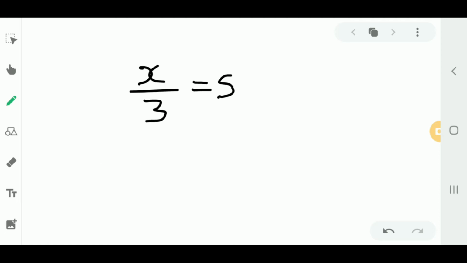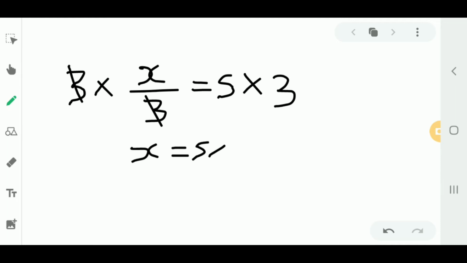So now let's say we have x divided by 3 is equal to 5, and we want to make x the subject of the formula. We're dividing, so we have to think what is the opposite of division, which is multiplication. So that means we are multiplying this side by 3 in order to cancel this. That means we're multiplying the right-hand side also by 3. So now we're saying x is equal to 5 times 3. So x is equal to 15.